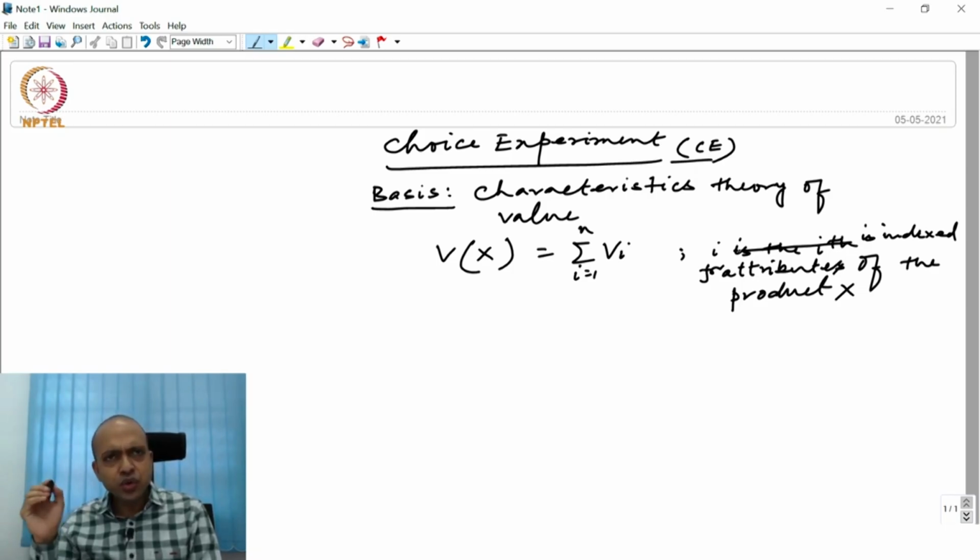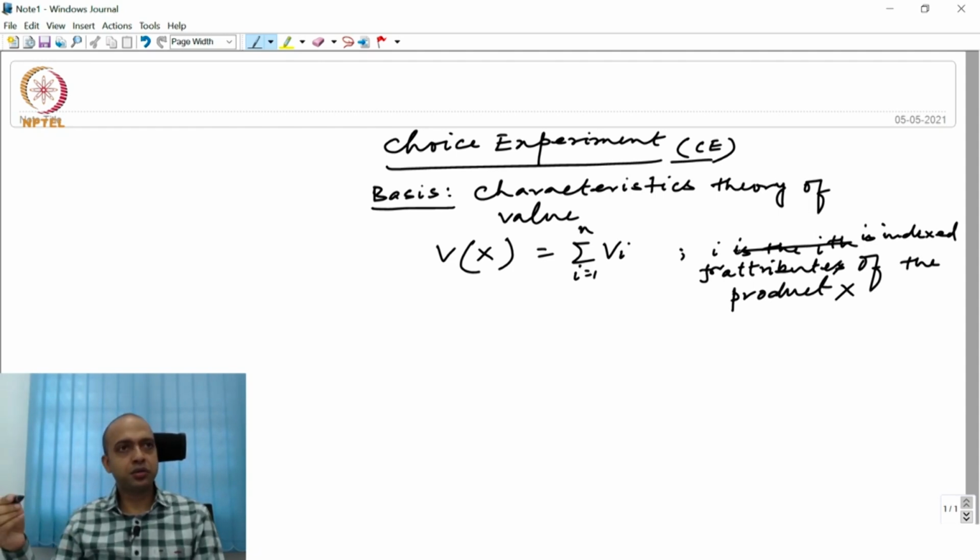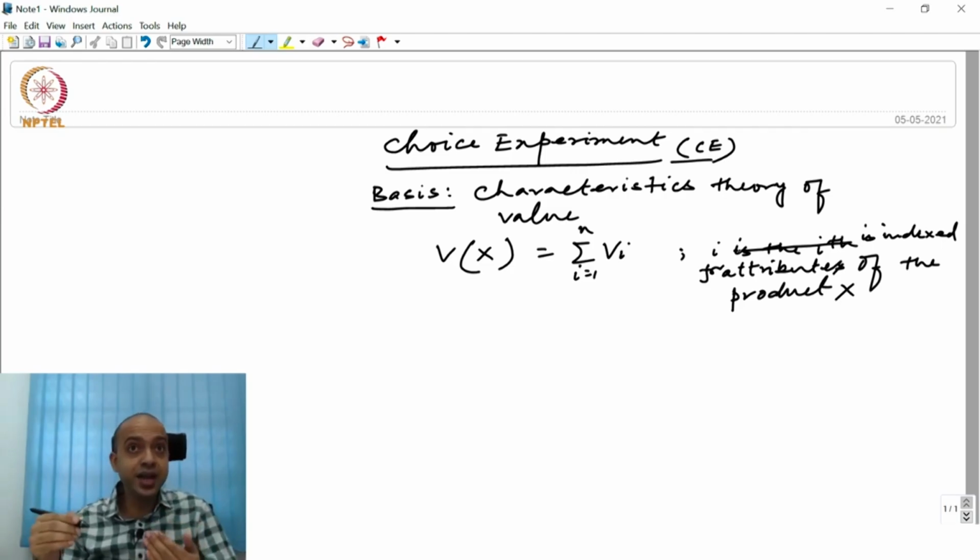Should the company emphasize more on the engine and make it more powerful? Should the company emphasize more on the design of the vehicle? On the color? On other facilities, like whether it has Bluetooth connectivity, or a GPS system, and so on? Now how will the company decide?